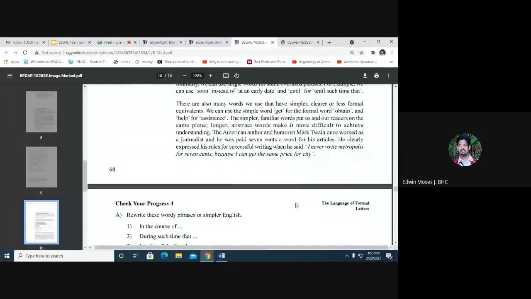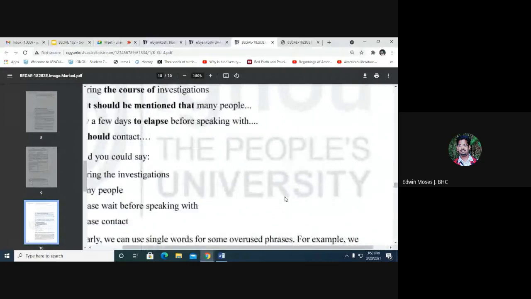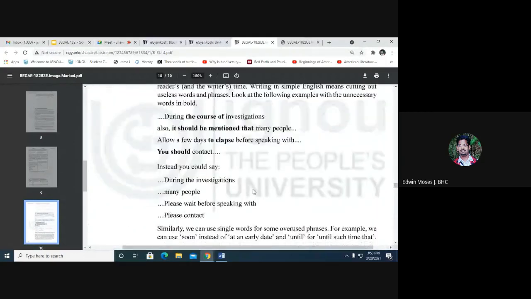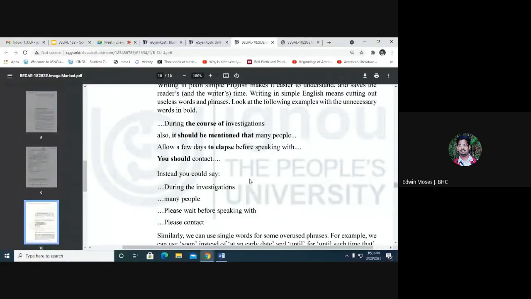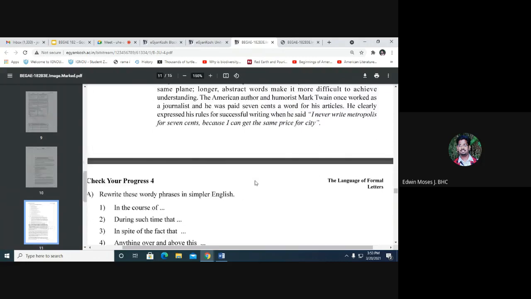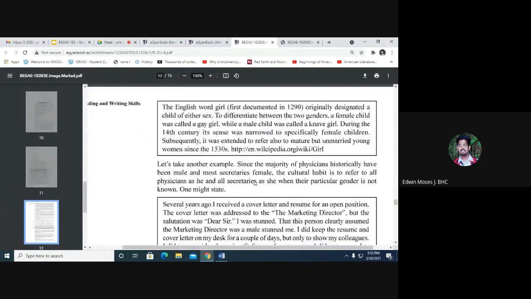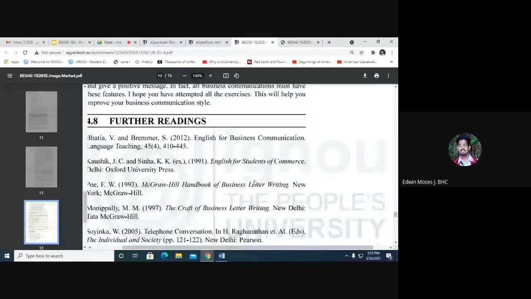These examples will help you, so avoid these overused phrases. See, some examples are there. During the course of investigation, it should be mentioned that many people allow a few days to lapse. Instead of that, you can use the words like during the investigation, right? Many people, please wait before speaking with, please contact. Such words will be useful instead of overused phrases.